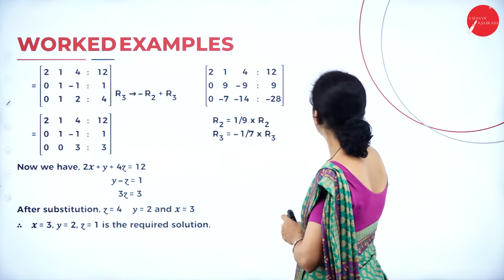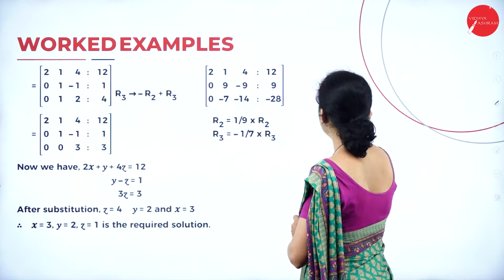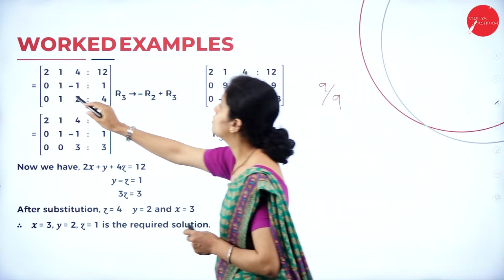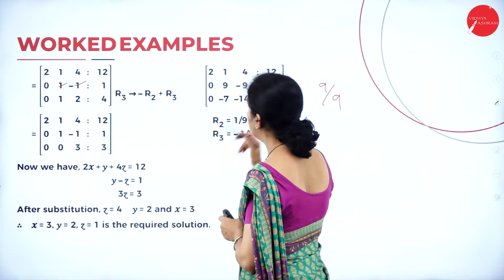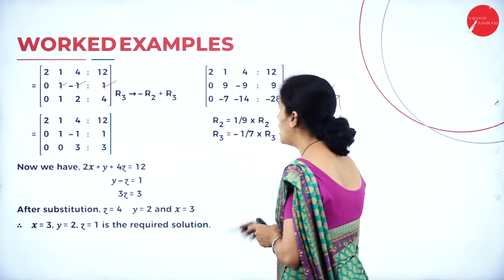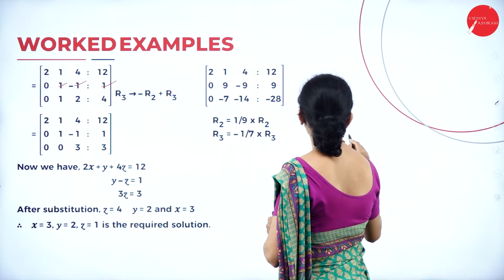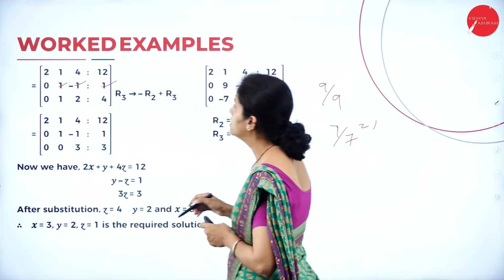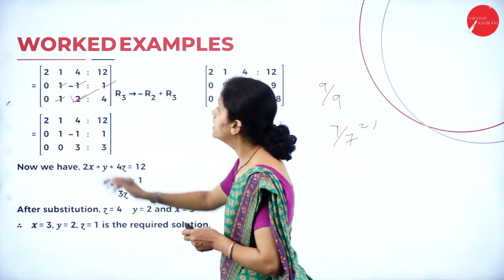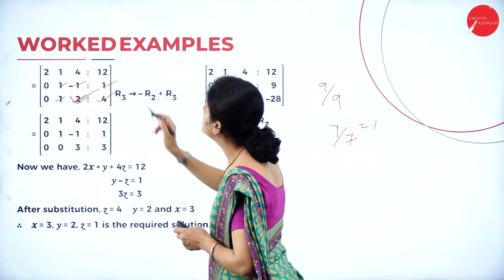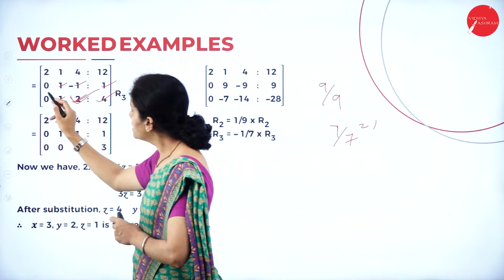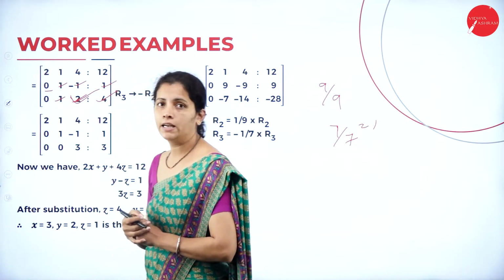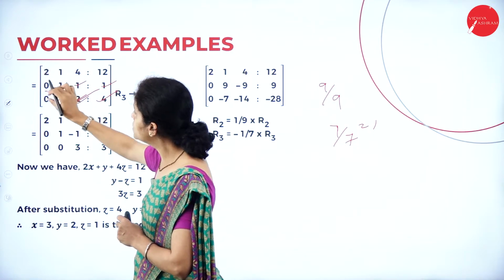See here, 9 divided by 9 is 1. 9 divided by 9, once again 1. 9 divided by 9 is 1. After that, 7 divided by 7, I'll get 1. Okay, now here it is 2 and here it is 4. Now see here, if I consider this augmented matrix, I have 2 zeros.